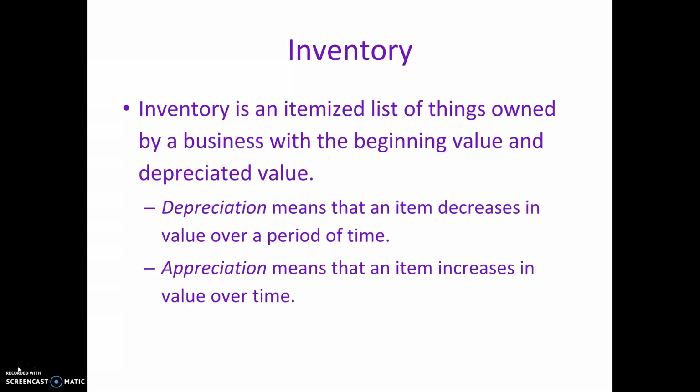Inventory is an itemized list of things that are owned by a business, and typically this includes the beginning value of each item and also the depreciated value of each item. So the beginning value is what it was worth when you got it, and the depreciated value is what it's worth over time. Depreciation means that an item will decrease in value over a period of time, and that could be due to advances in technology. This could be due to wear and tear, anything like that. Anyone still trying to use an iPhone 4 now that the iPhone X has come out, your iPhone 4 has depreciated a great bit at this point.